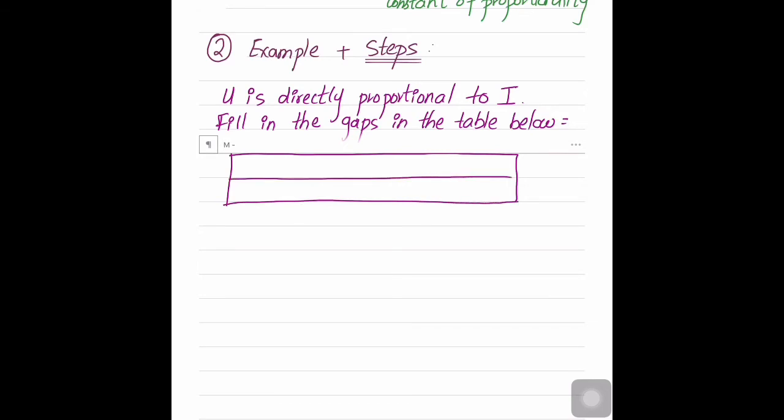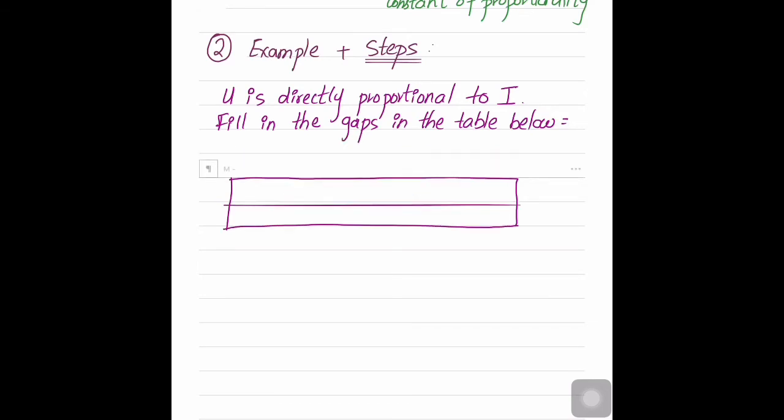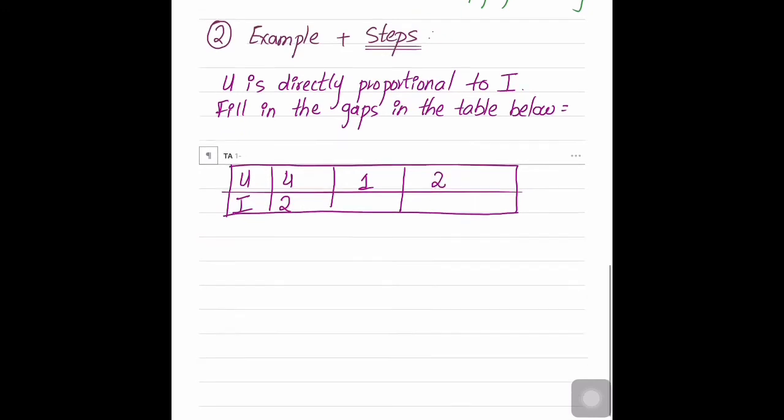We're going to write the values for u above and those for I below. Okay, so the question will give us the value for both for one instance, right? So when u is 4, I is 2, so we have to fill in the rest of the table. What's I when u is 1, and what's I when u is 2? Let's do this.